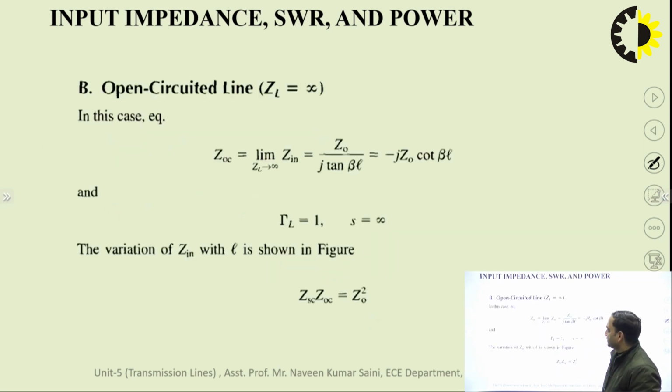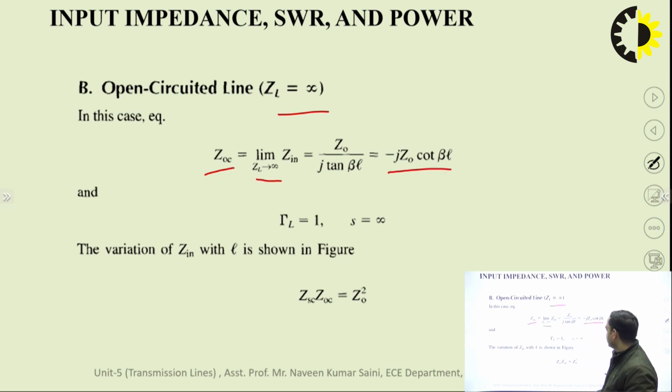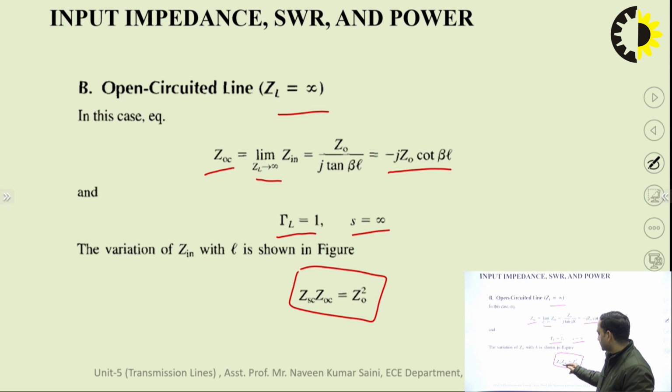For the open circuited line, ZL is infinite. So the input impedance will be ZOC, open circuit, when ZL is infinite. The expression we get is minus j Z naught cot beta L. In that case gamma L is 1 and S is infinite. And this is the relation between the short circuit and the open circuit impedance: their product is equal to the square of the characteristic impedance.